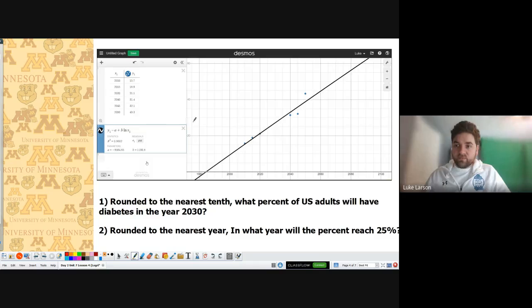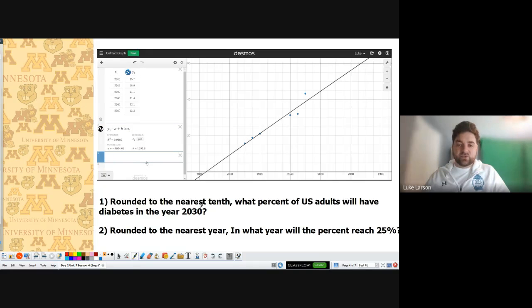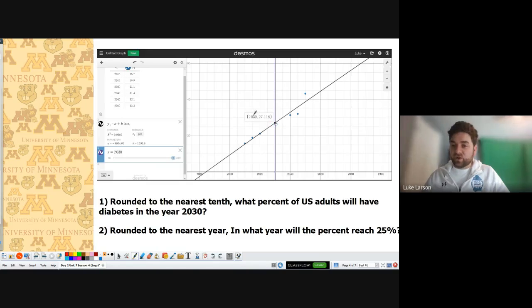And now we're going to find when the year is 2030. So that's the x, remember. So x equals 2030. And I can click on that and figure out what the y value of that point is. So 2030 is the x, and rounded to the nearest tenth, it's 27.1.